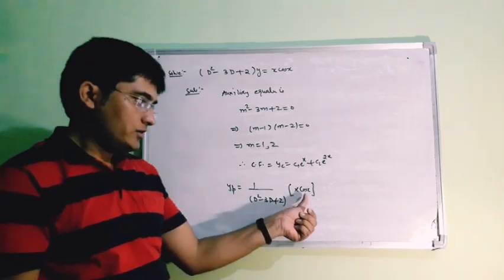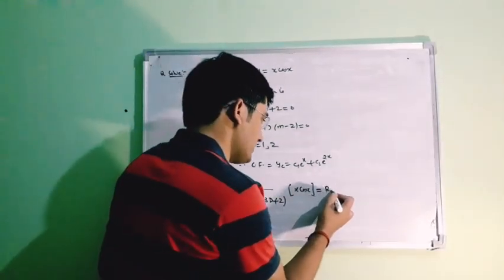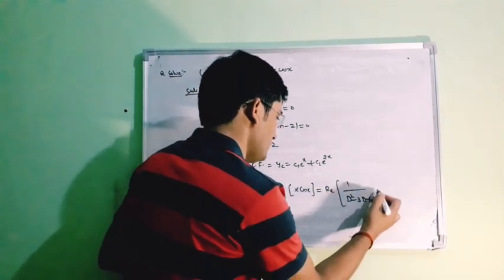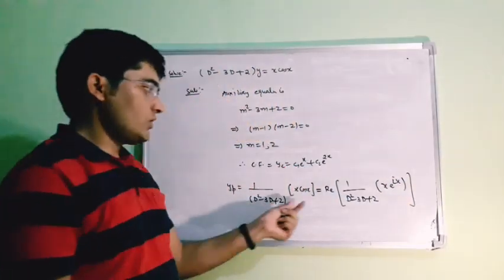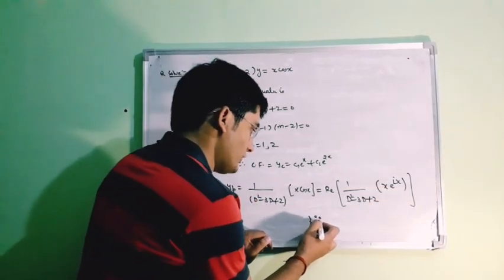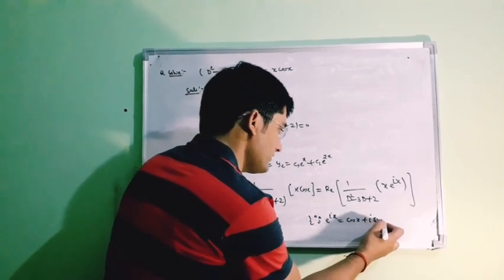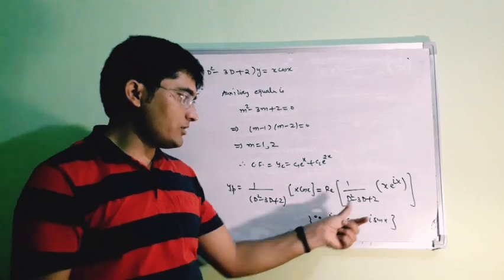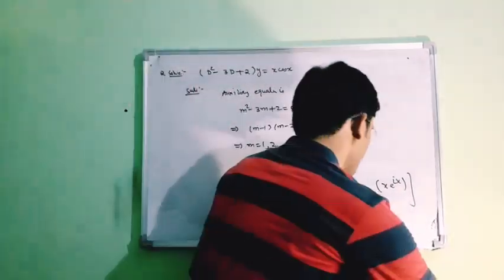Now here you can write cos x as the real part of e to power ix. So this will be the real part of 1 upon d square minus 3d plus 2, and in the bracket we will have x into e to power ix, because cos x is the real part of e to power ix, because we have this formula e to power ix equal to cos x plus i sin x. Now we can replace our cos x as the real part of e to power ix.